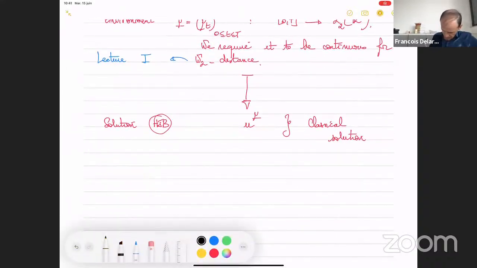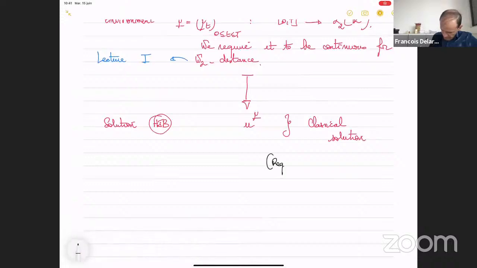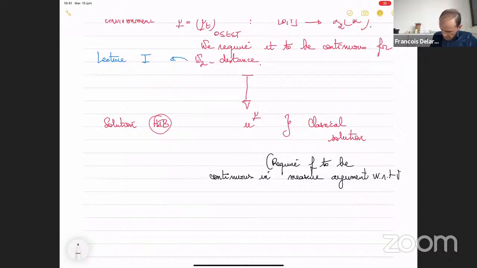Usually we require f to be continuous in the measure argument with respect to W2. If you don't like this because you find it a bit too complicated, you can forget it. This is not really needed. This is just for those of you who had this question in mind.